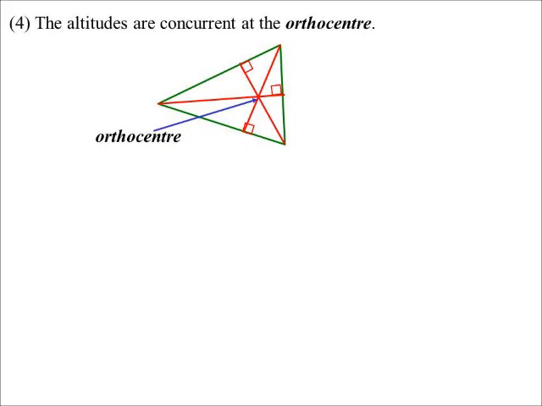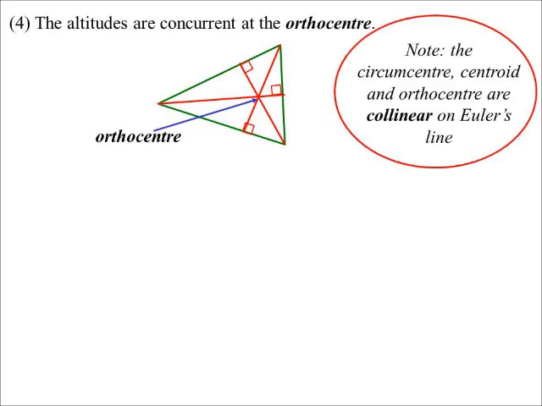Now, here's the interesting thing. The circumcentre, the centroid, and the orthocentre are concurrent. Should be collinear, shouldn't it? Yes, because 4 points can't be concurrent unless they're the same point. Collinear is what I should have said, yeah.